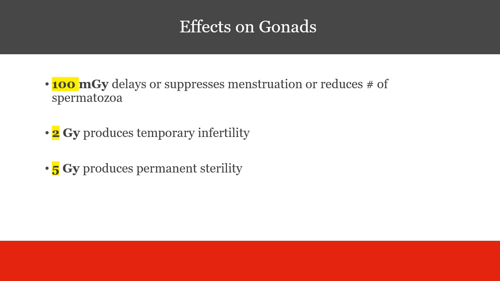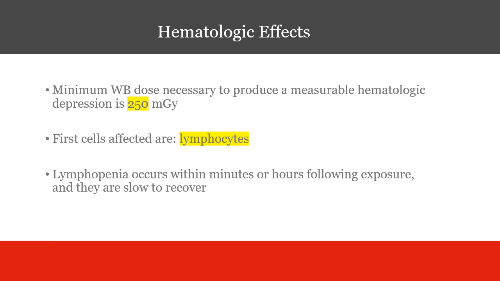What they found from these groups of people is that in both males and females, we get the same result. 100 milligray will delay or suppress menstruation, and 2 gray will result in temporary infertility. 5 gray will result in permanent sterility. Hematologic effects: the minimum whole body dose to produce a measurable hematologic depression is 250 milligray. That's a whole body exposure. The first cells affected are lymphocytes. And lymphopenia, which is a decrease in white blood cells, specifically lymphocytes, will occur within minutes or hours following the exposure, but they're slow to recover.